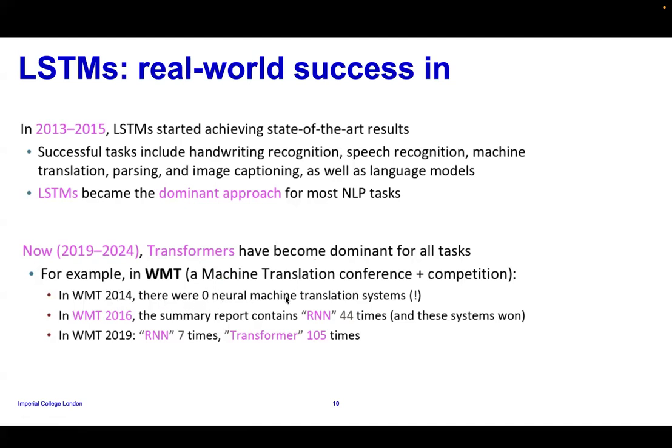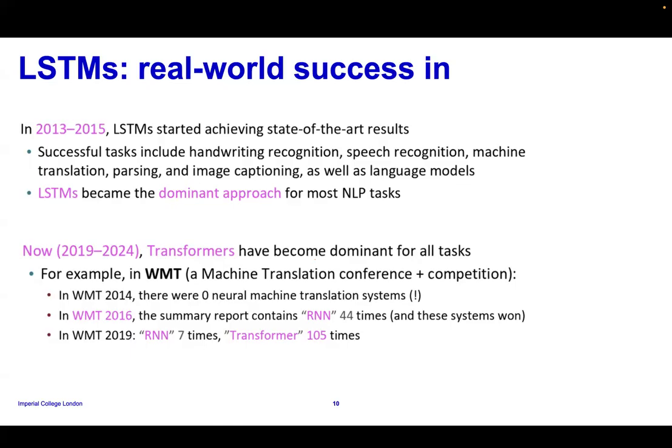in 2014, there were zero neural machine translation systems. In 2014 there was not even LSTM or RNN, because LSTM and RNN are neural machine translation systems. So maybe there were statistical machine translation systems. But in 2016, the summary report contained RNN 44 times. So in those days, you can see RNN was very good.